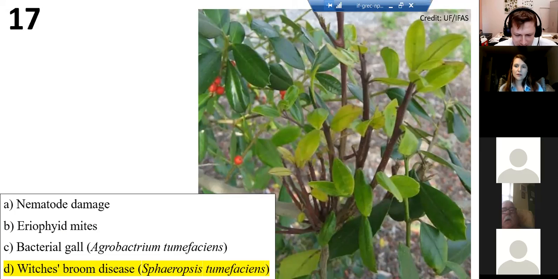Bacterial gall. Yeah, the bacterial gall looks like a cancer almost. It looks like a big growth, but it's coming from the woody areas. When this occurs, you just have a lot of stems, or branches, come out of the same area. So that's where it gets its name. Yeah, that looks like a crazy witch's broom.